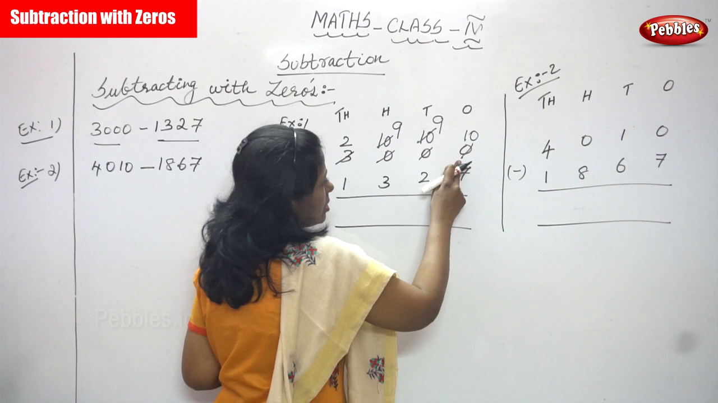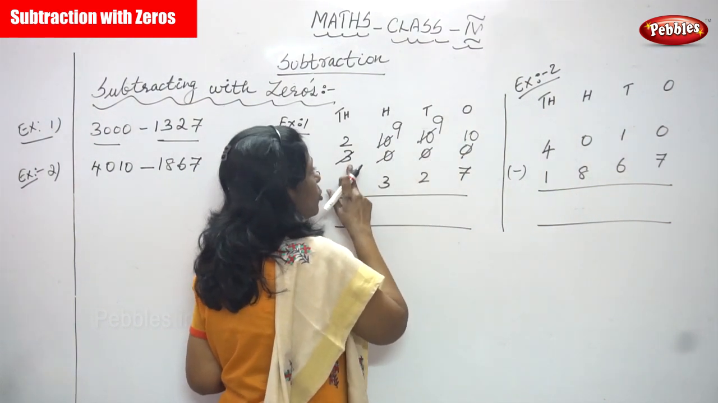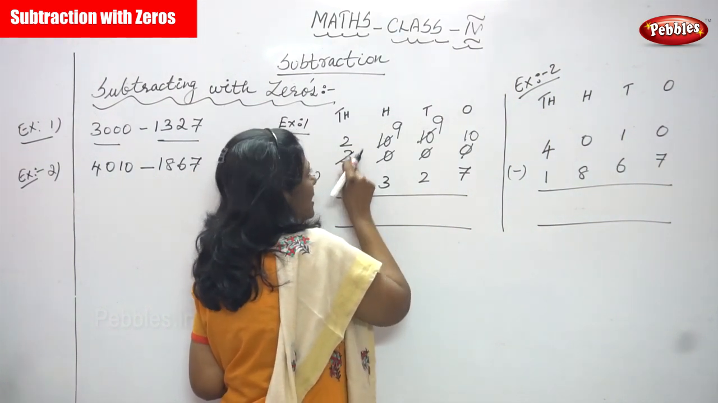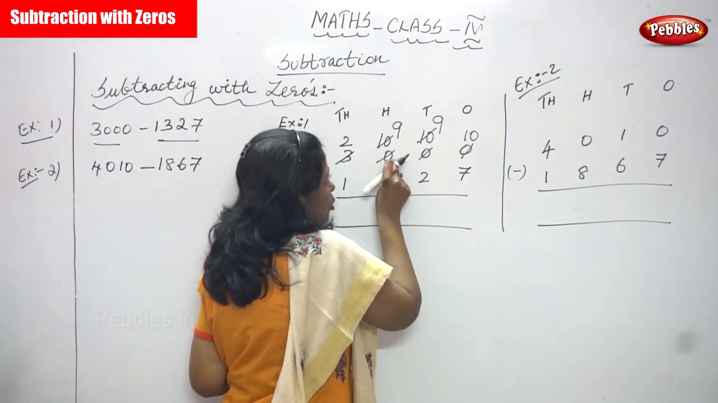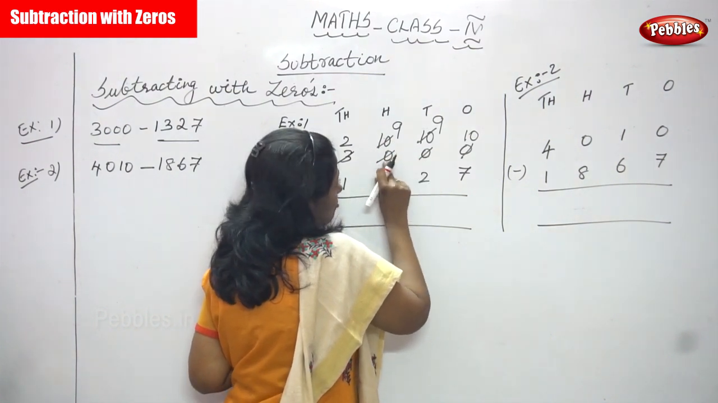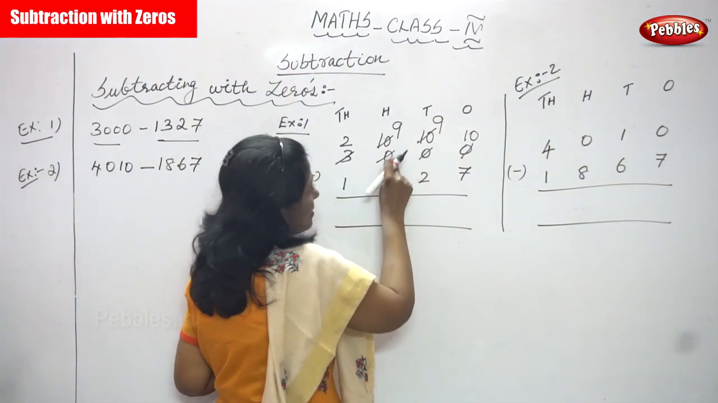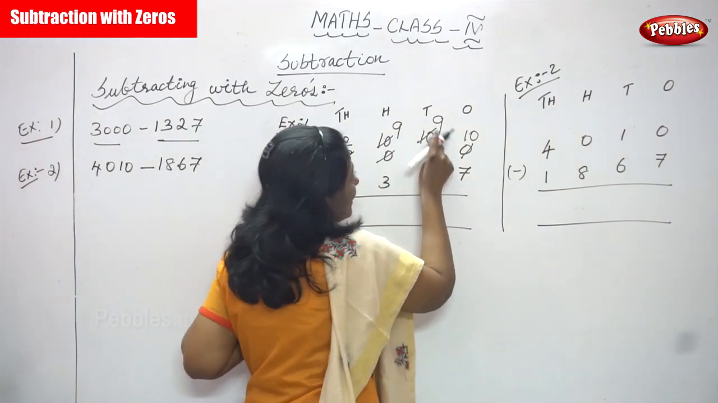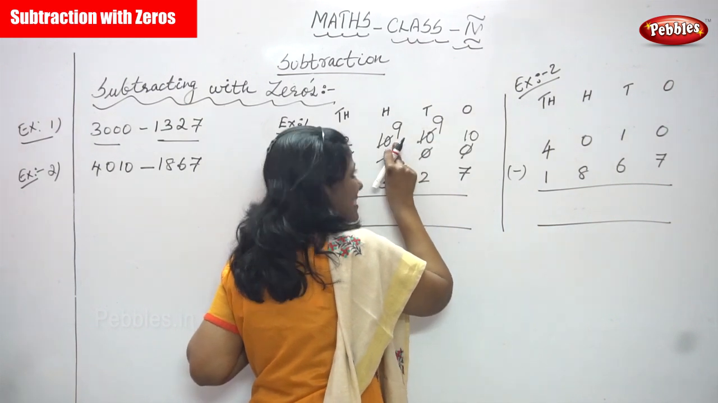First, ones place 0, tens place 0, 100 place 0, and in the 1000 place only you have a number. So I have to borrow first from the 1000 place. This 3 becomes 2. I borrow 1, so this 100 place 0 becomes 10. Again I have to borrow from the 100 place, and this 0 becomes 10. So this tens place 0 becomes 10 and this 10 becomes 9.